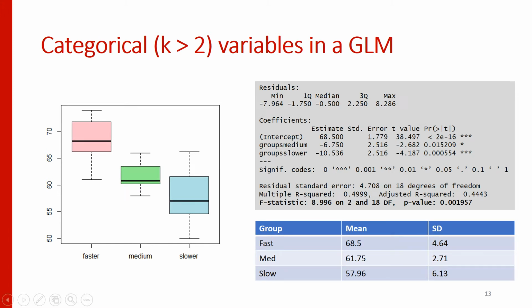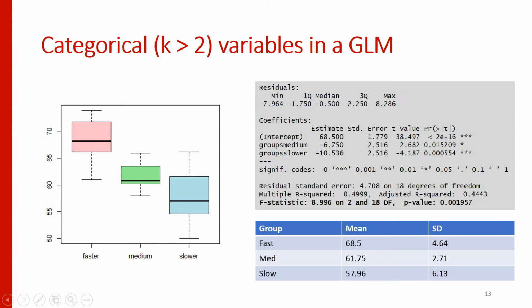Okay, so here's our output from R if we fed in these different treatment codes. And you can see that we have an intercept of 68.5. We have this variable which it calls groups medium because it takes the name of the level that's being compared. Groups was the name of our variable. Medium is the name of the level. And you can see we have a slope of negative 6.75. And then we have groups slower. So again, groups was the name of the variable. Slower is the name of the level. It has negative 10.536. So this is our intercept, this is the slope for our first code, and then this is the slope for our second code.